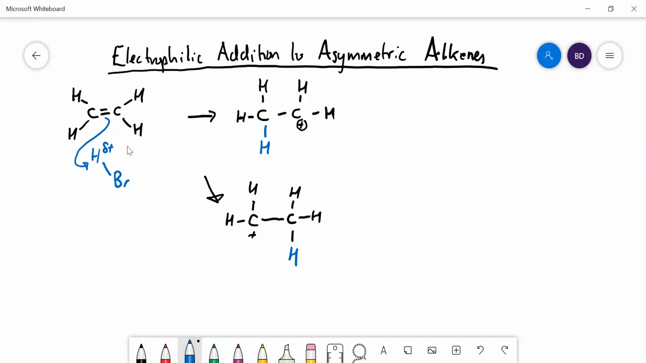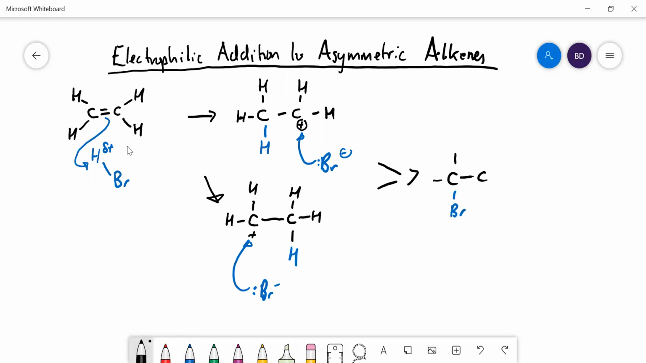Then what would happen is the bromide ion would react with either of those. And it wouldn't really matter, would it? Because they both make the same thing. They'd both make bromoethane. It'd be the same product for each one, so it wouldn't really matter.